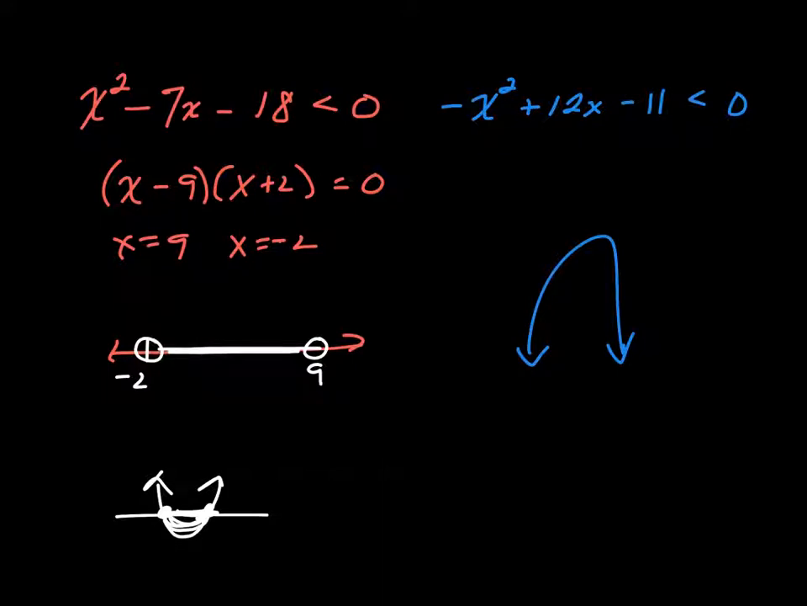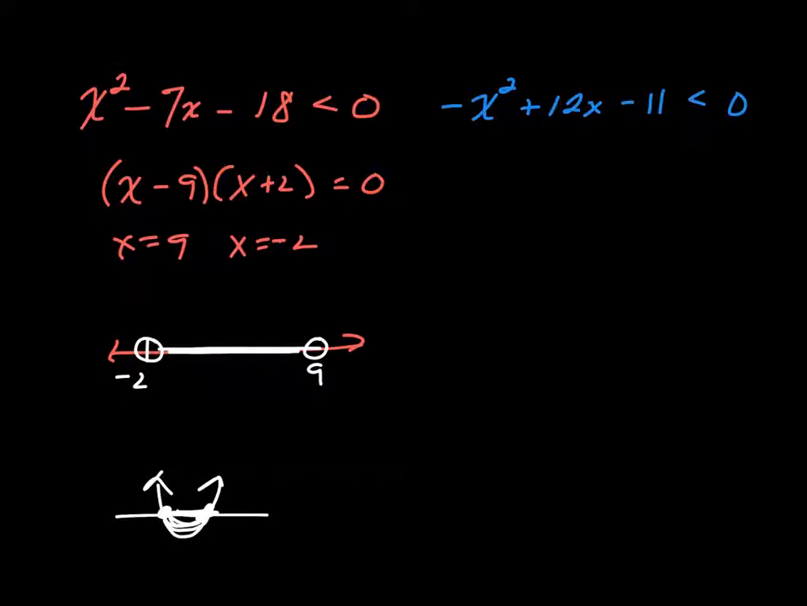It's opening downward. Okay, when it passes through the x-axis, I want to know when it's less than. Well, it's less than from this point down and from this point down. So what I'm going to have, when I graph this on just a number line, is one point going this way and another point going that way, because again, we're only talking about domain. So these two have arrows that are simply pointing opposite of each other. So let's go ahead and solve for this one.